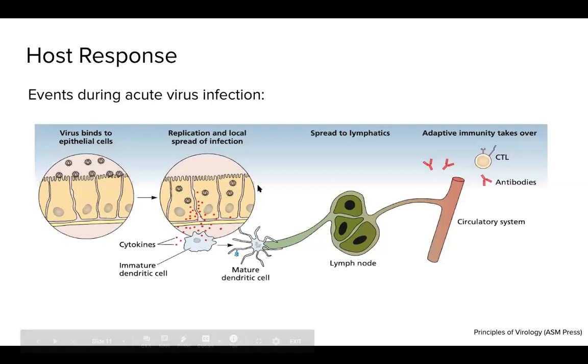So essentially what happens is the virus is going to bind to these epithelial cells. And as the infection spreads, it releases cytokines.